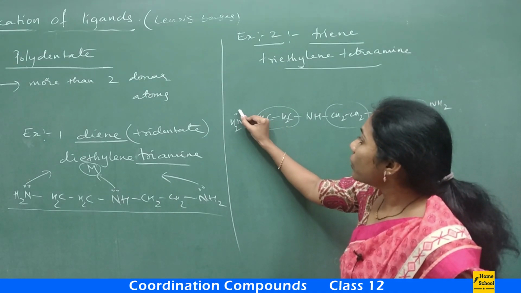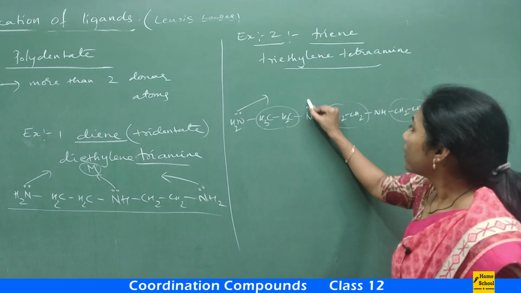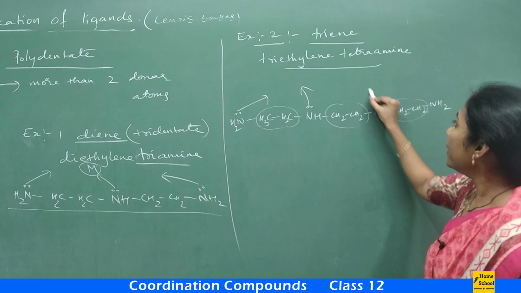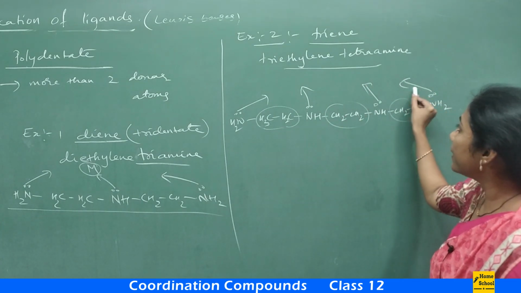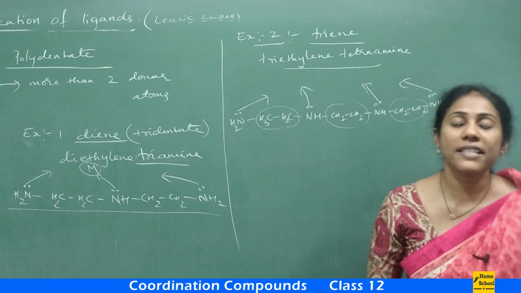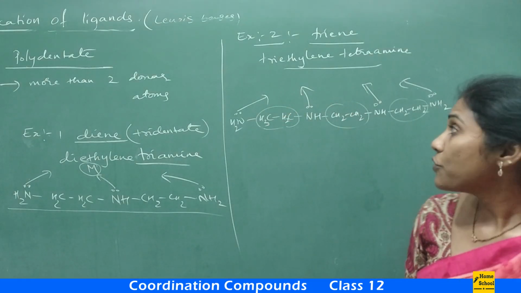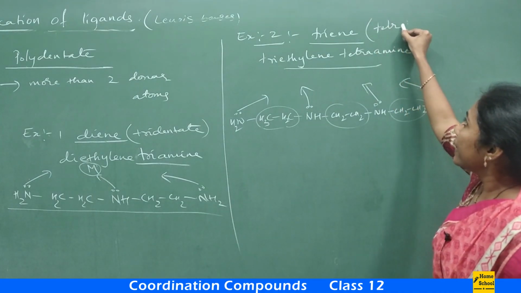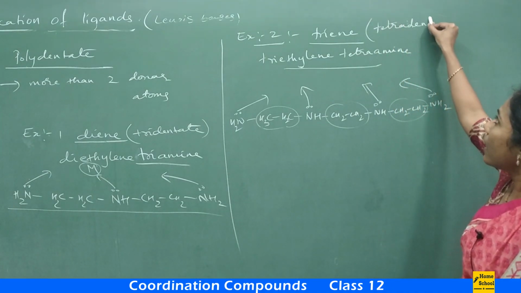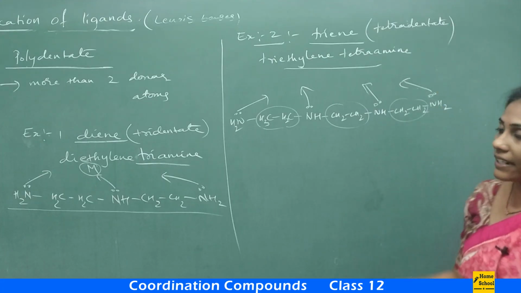So all 4 nitrogens have a lone pair, right? So definitely all of them can behave as donor atoms. So from each ligand 4 coordinate bonds can be formed with the central atom. So they can be called tetradentate ligands. So they are tetradentate ligands, I can say.